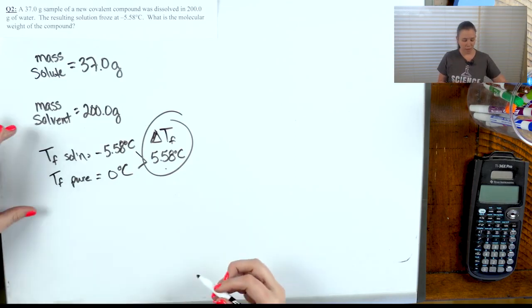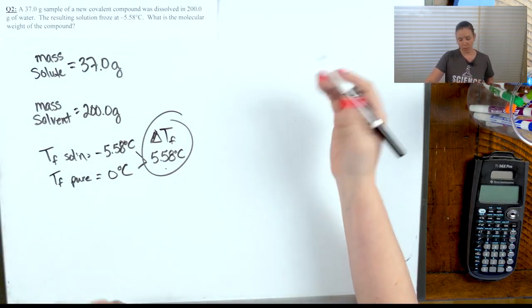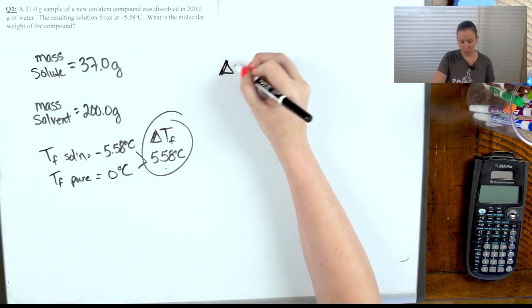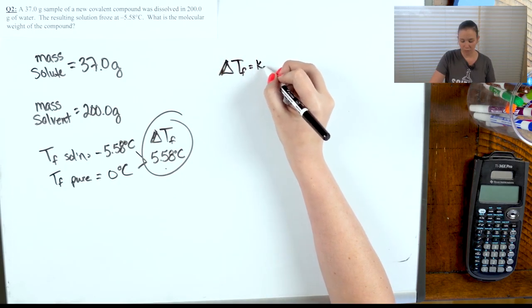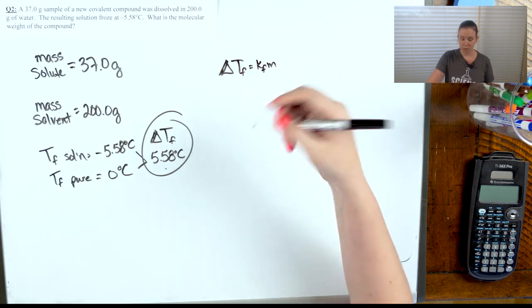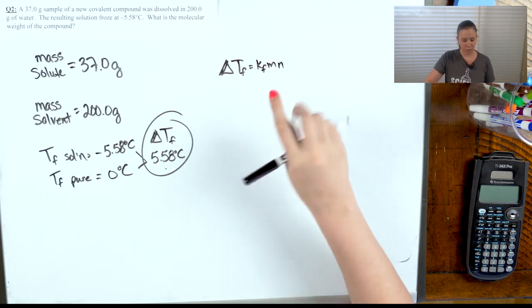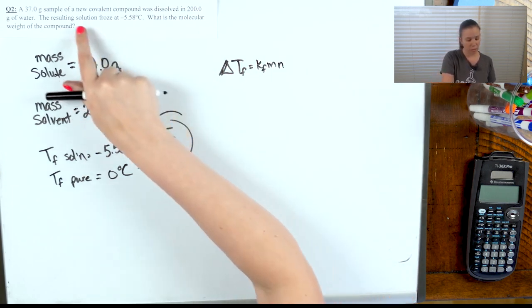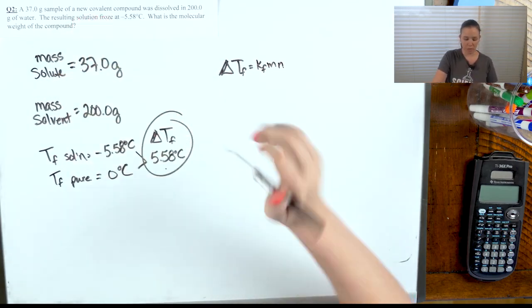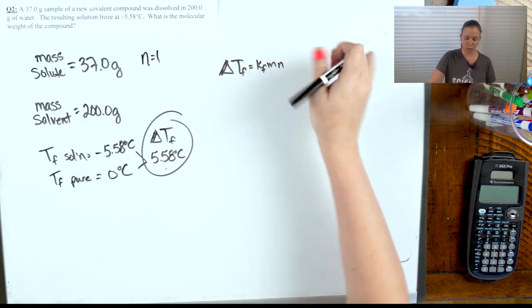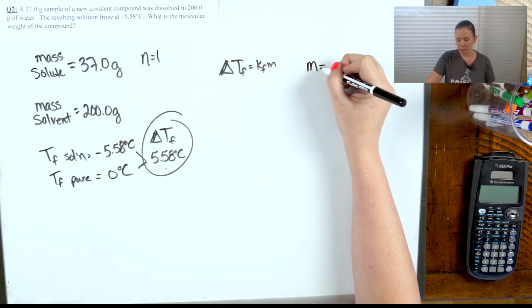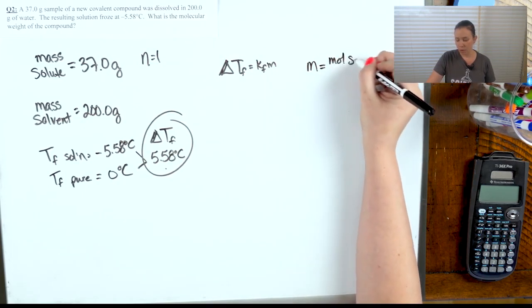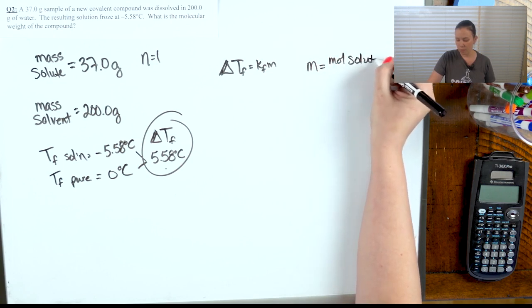So what do I have in relation to my formulas? Let's go ahead and write out the formulas so we can compare. I know delta TF is equal to KF times m, and then when it's ionic, we have to worry about n. Now, was this ionic? No, it's a covalent compound. So that tells me that n equals 1, so I'm not worried about n. I also know that molality is equal to the moles of solute over the kilograms of solvent.